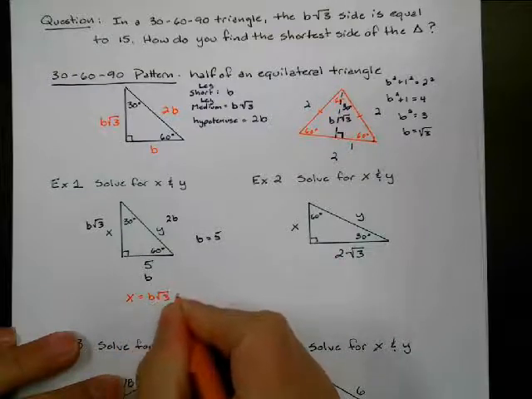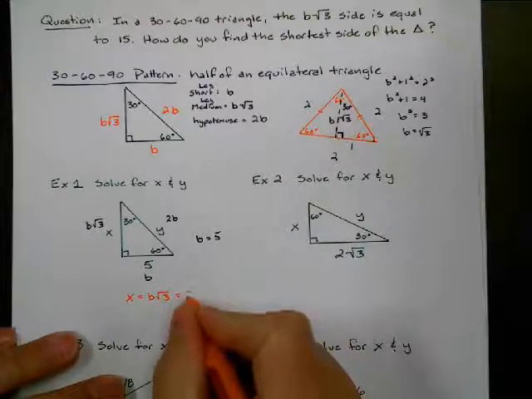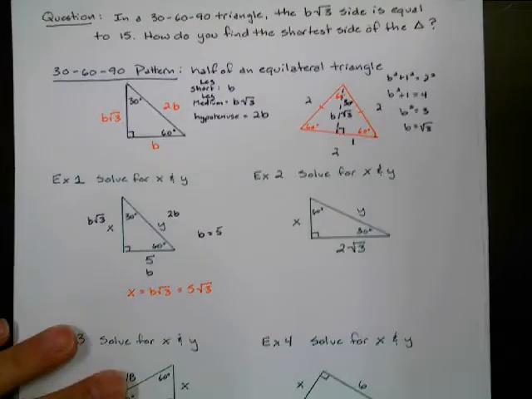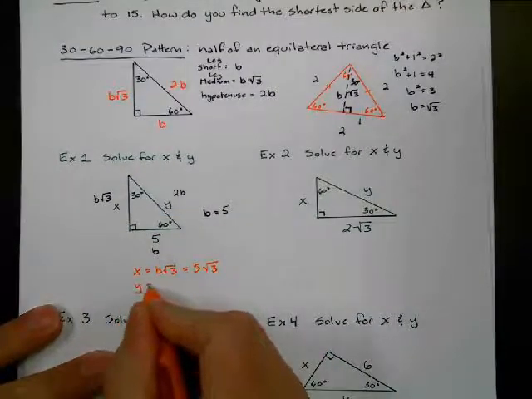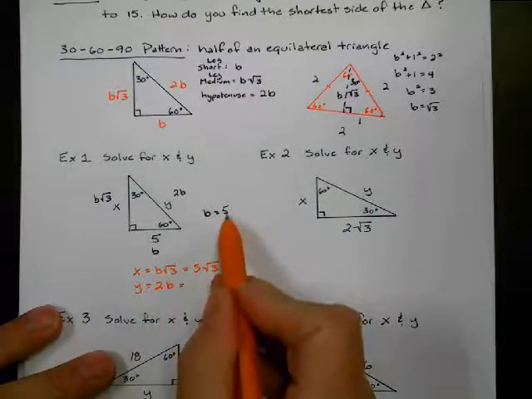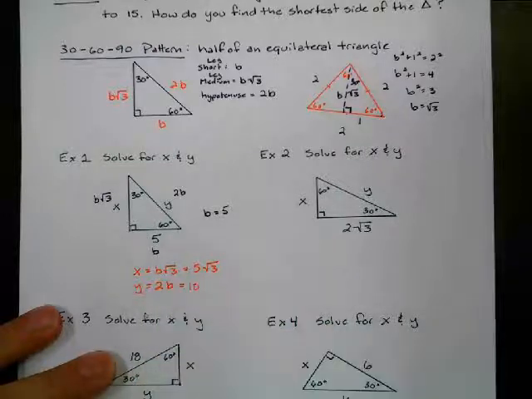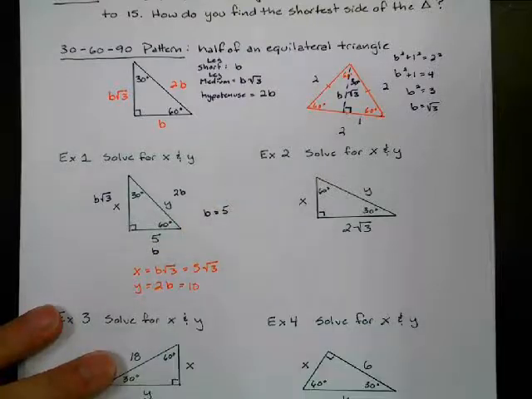And we just said that B was 5, so X must be 5 root 3, or 5 times root 3. The Y side is 2 times B. But we just said that B was 5, so 2 times 5, that side would be 10. And now we see that the hypotenuse is twice the length of the smallest leg.